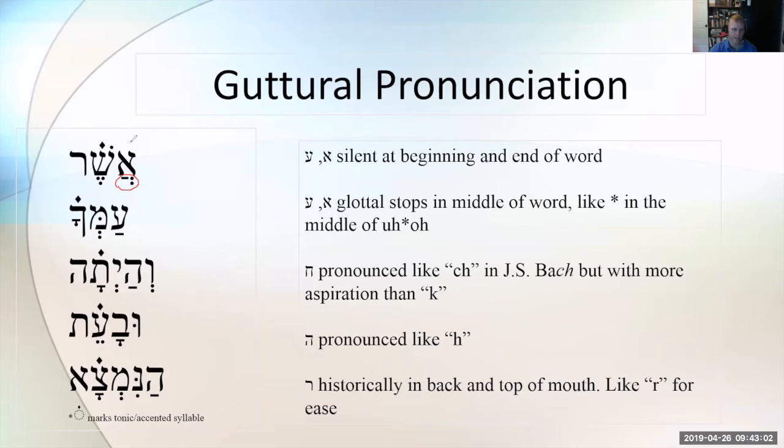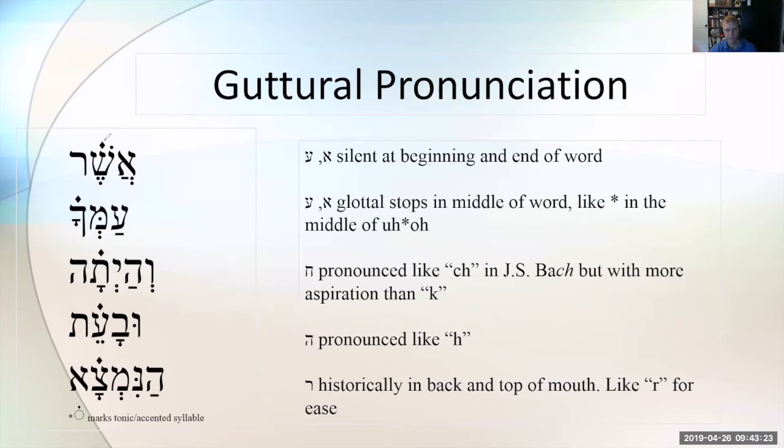Okay, so at the beginning, these gutturals are silent, and at the end, so here we have a hey, v'haita. It's silent. The aleph, same way, hanimsa, hanimsa.